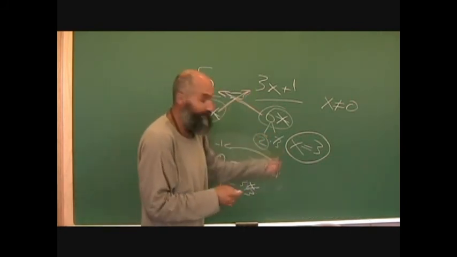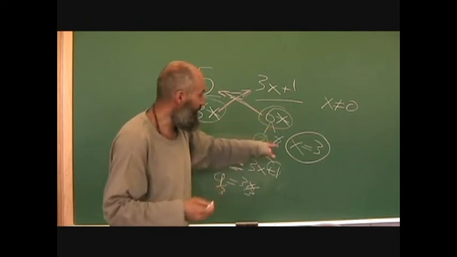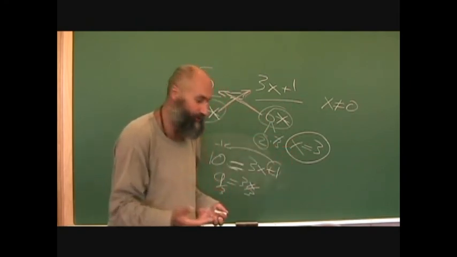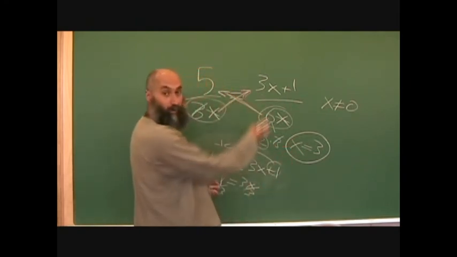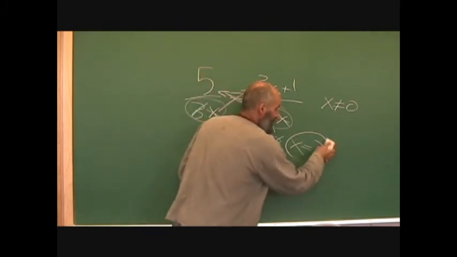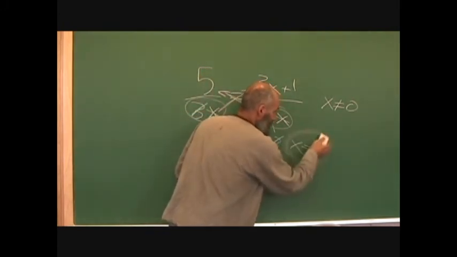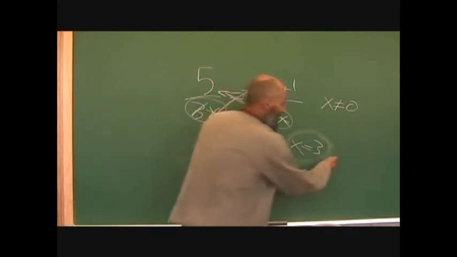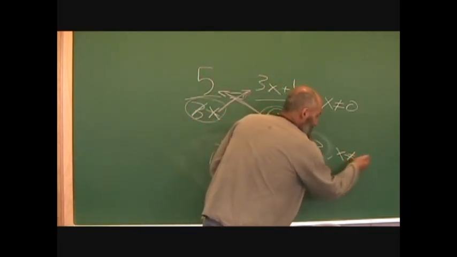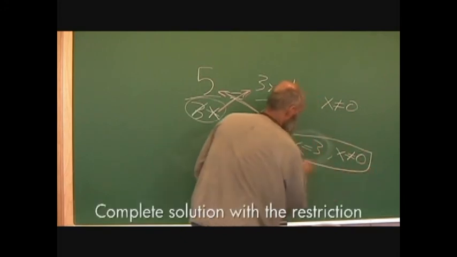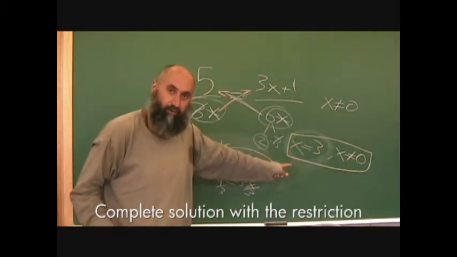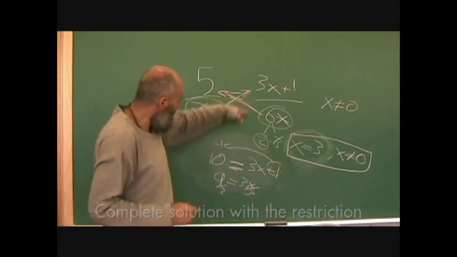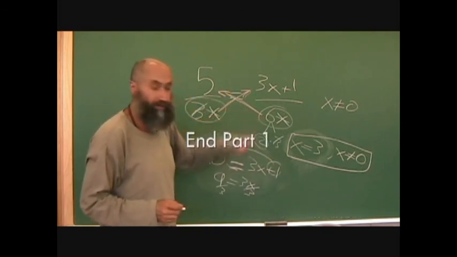Before we erase all this, what would happen if they asked you to write the answer for this question? Your solution would actually be x is equal to 3 and x cannot equal 0. And that's the complete solution for this. Now let's solve this equation again, but without crossing out the x's.